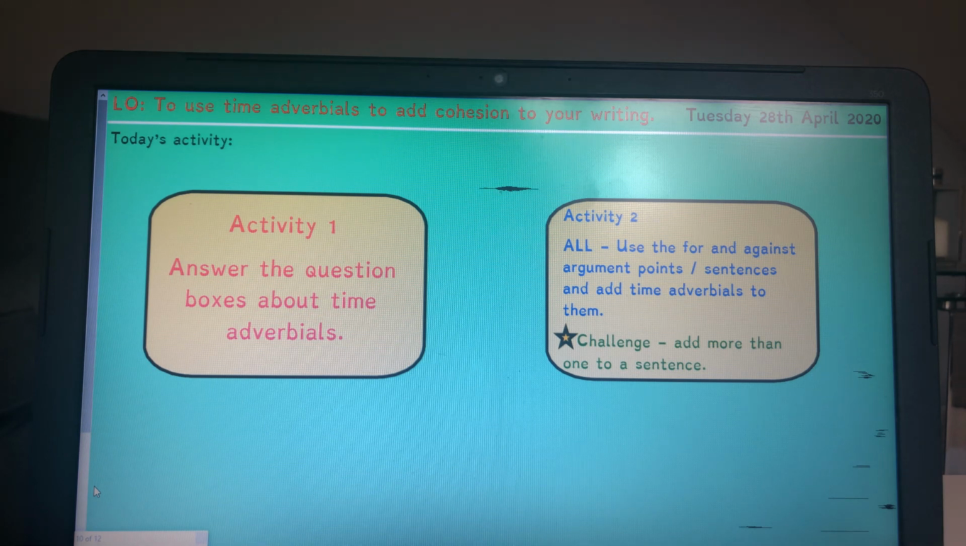Okay? If you're not sure, or if you think that can't be all the time adverbials, you are free to have a look online. There are more time adverbials you can use, but I didn't want to add 5 different word mats for you. Okay?